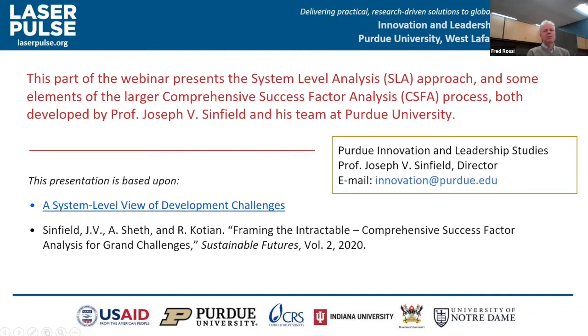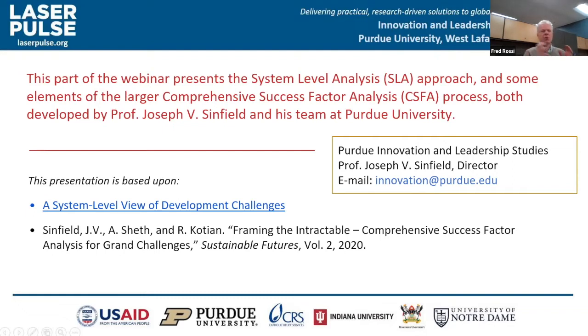It allows us to examine existing challenges through the lens of what are called success factors in order to define a problem, identify research questions, and think about potential solutions. SLA utilizes some of the core components of the CSFA process, and its overall goal is to get research teams to think more broadly about what it takes for their work to achieve its greatest impact. Now, the CSFA approach is a much larger, more extensive, and much more time-consuming process.